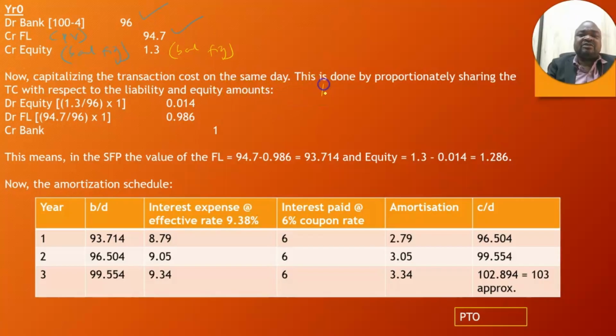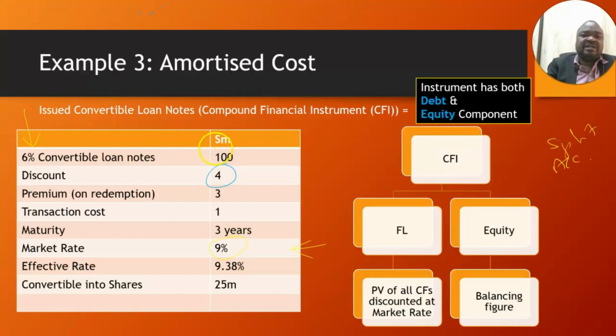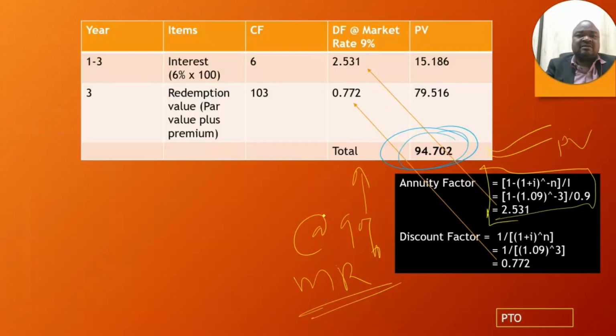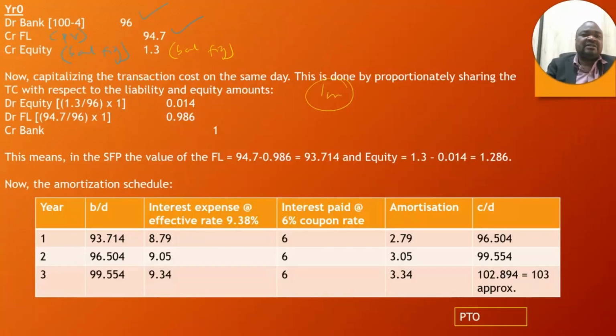Remember, the transaction cost was 1 million, if I'm not mistaken. Yes, it was 1 million. So we need to use this ratio. This is the ratio for allocating the transaction cost. So that's 94.7 over the total of 94.7 and 1.3, which is 96.